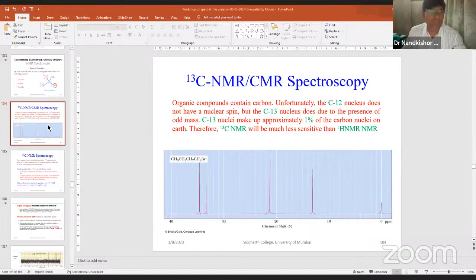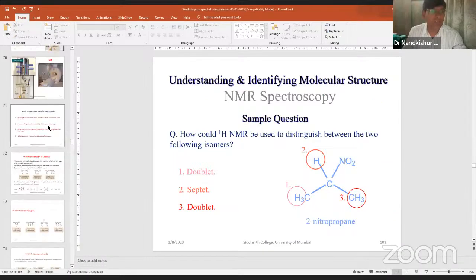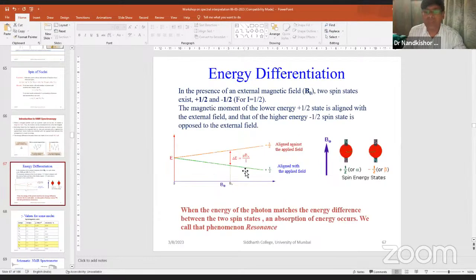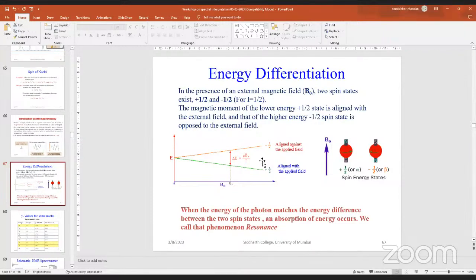Let me just show you the first diagram once again. It will split into plus half and minus half as per the Zeeman effect, and the energy gap depends on the magnetic field used, that means the source radio frequency used for the resonance purpose.